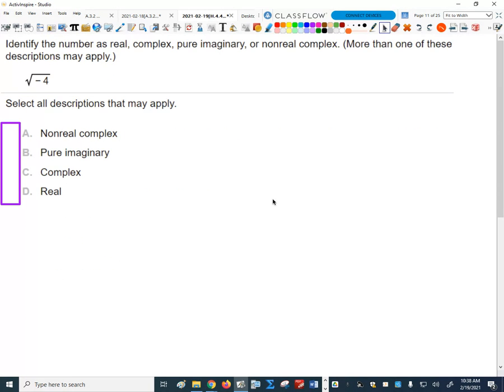Okay, last one. I forgot I had one more in here. Okay, is it non-real complex? Yeah, because that does have an i, doesn't it? Right? Isn't that just 2i? Everybody agree? So it is non-real complex. Is it pure imaginary? Yes, good. Thumbs up, definitely. Yep, good. Because there's no real part. It just simplifies to 2i. Of course, it's complex, and it's not real because it has an i.